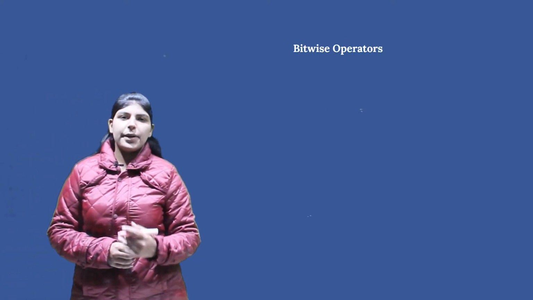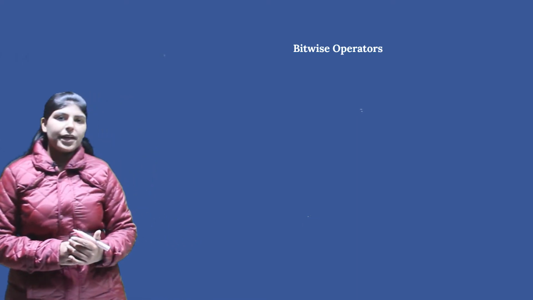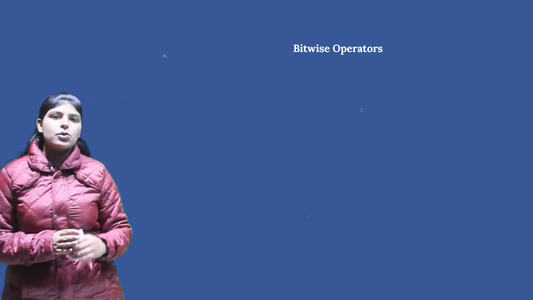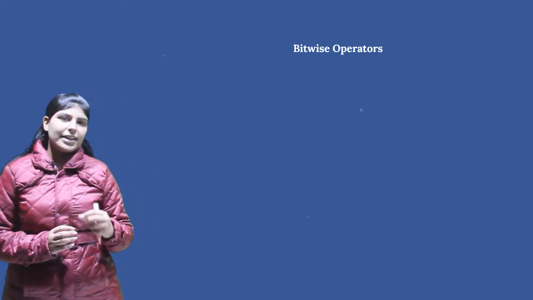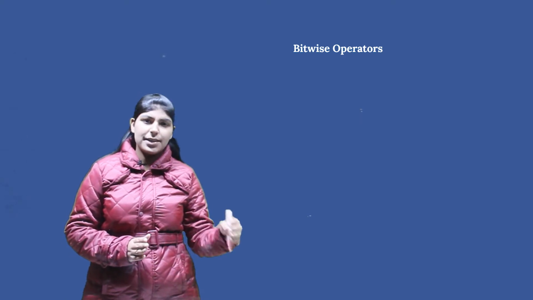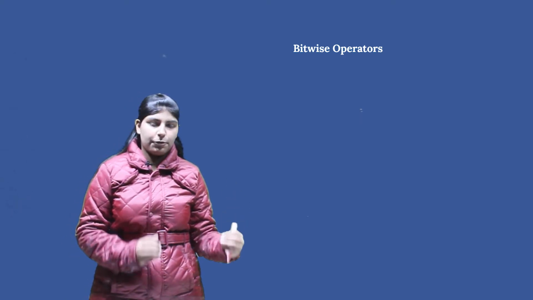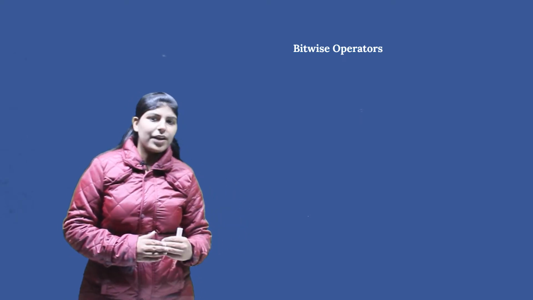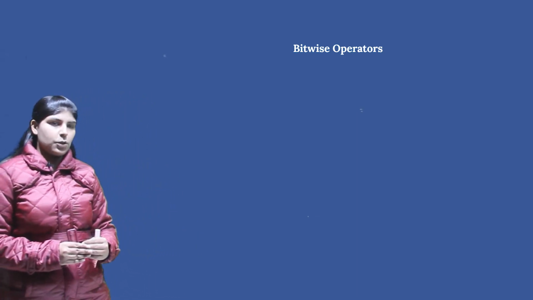Next we'll see bitwise operators. These are the operators which perform functions on individual bits of a number. So if I have a decimal number and I want to do a bitwise operation on that, first the decimal number is converted to a binary number to get the bits, then the bitwise operation is performed on those bits. We have 6 types of bitwise operators.